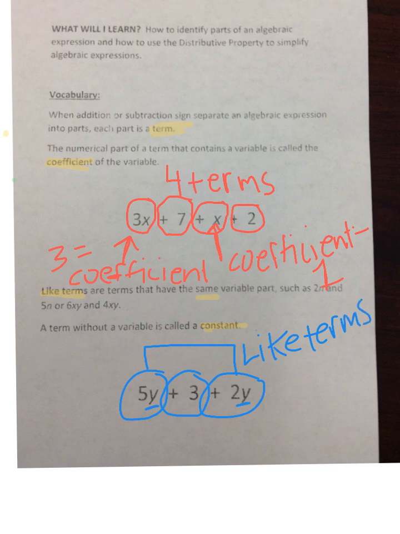A constant is a term that does not have a variable part. So for this expression, the constant would be 3 because it is not being multiplied to a variable. It's just a number by itself. Turn the page. Make sure you have the following notes in front of you.